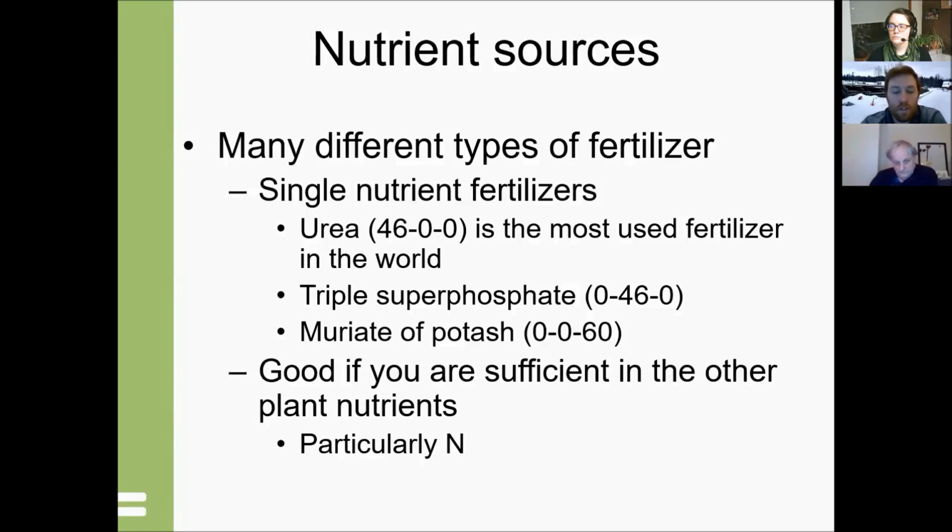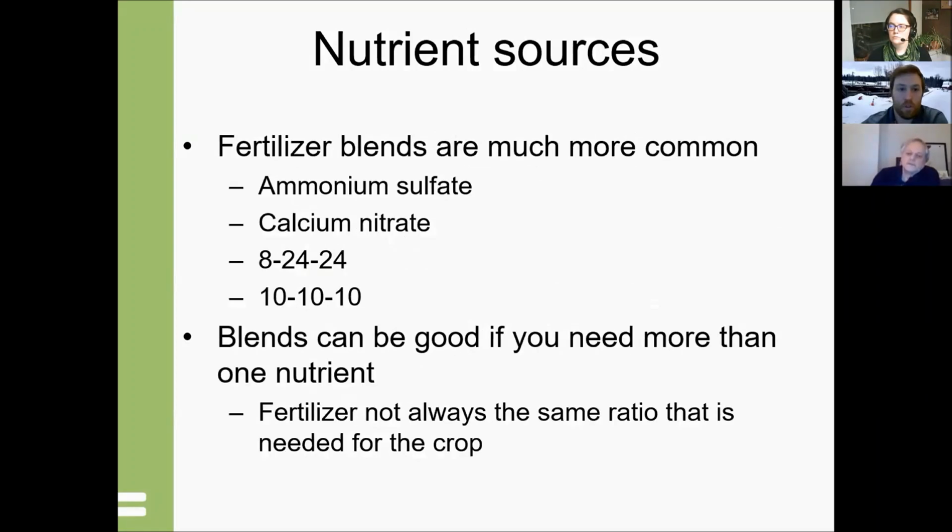And these are good if you're sufficient in other plant nutrients and you're not worried about trying to supply more than one nutrient. So if you did need more than one nutrient, you'd probably be looking at something like a blend. So some common examples are ammonium sulfate, calcium nitrate, 8-24-24 or 10-10-10. And those are good if you need more than one nutrient, but one of the downsides is the fertilizer is not always quite in the same ratio that's needed for the crop. And if you can't find someone to do a custom blend for you, then you may end up over applying a certain nutrient.